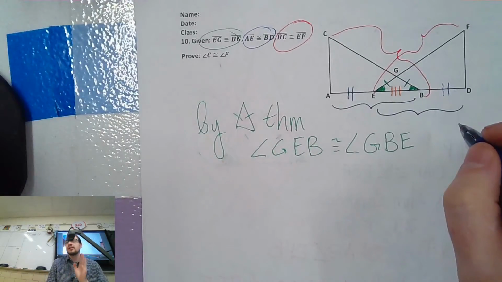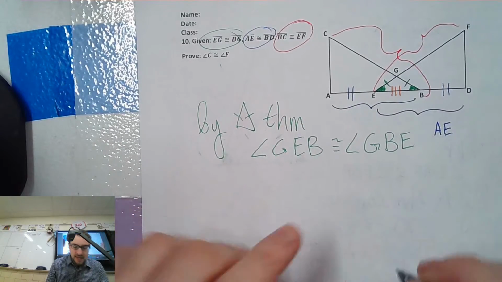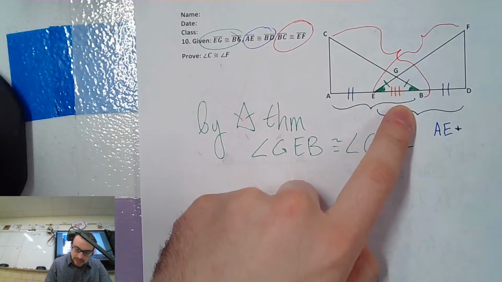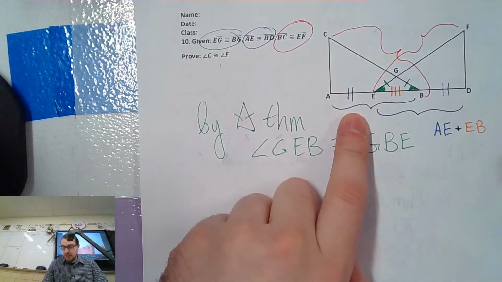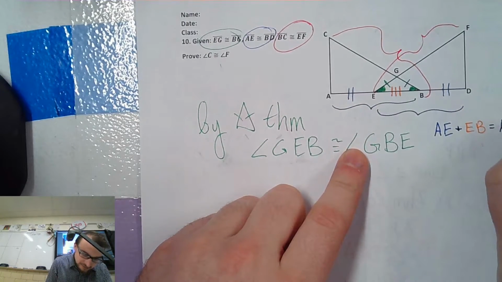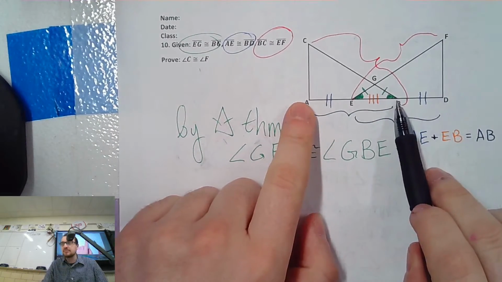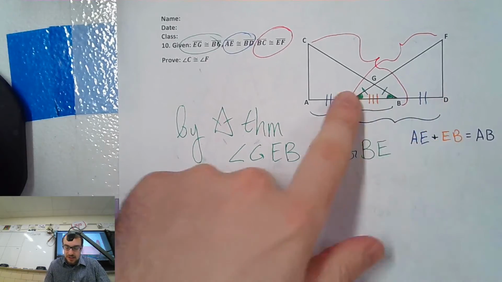You don't need to write this. We're going to cut to the chase in a second. So notice that AE plus EB makes up this whole segment that I'm trying to talk about, right? Yes, that's right, AB. Are you guys with me on that? Same logic for this side.